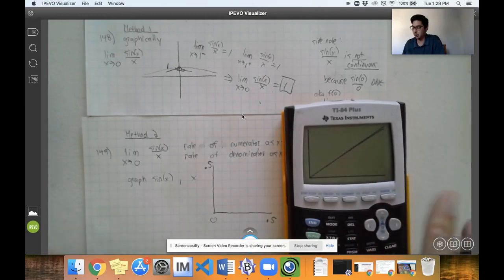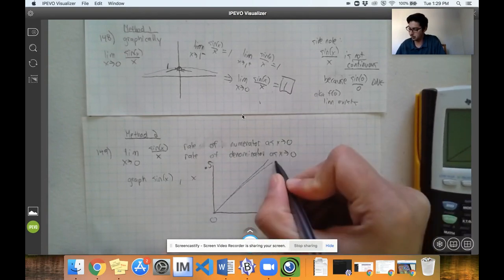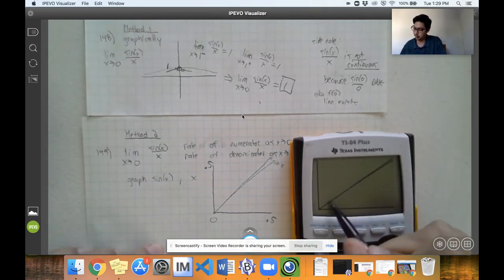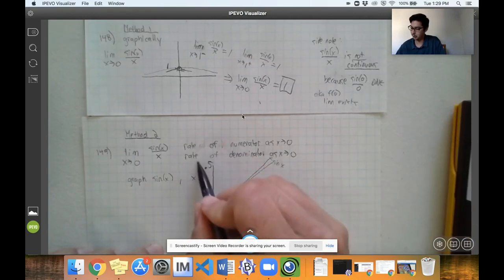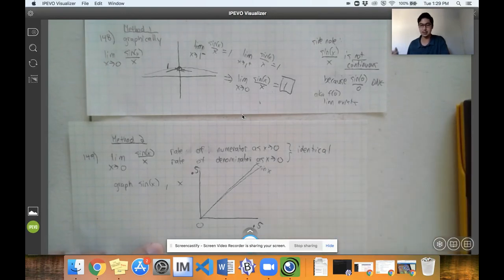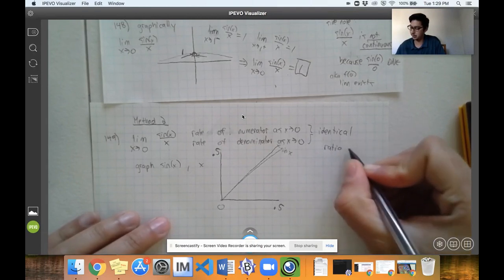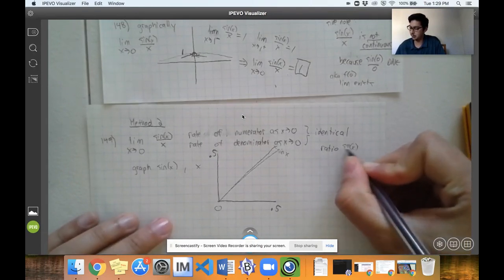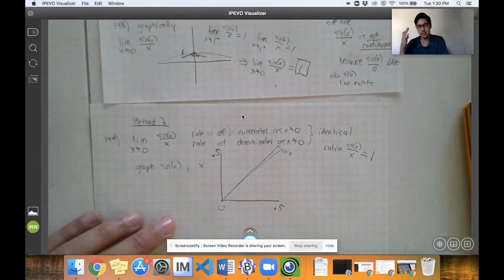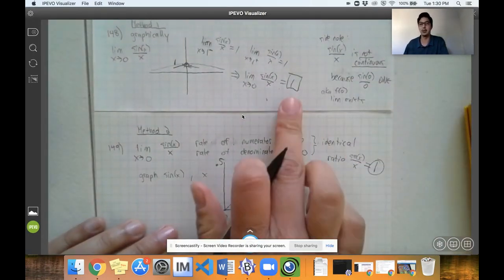And notice that they look almost identical. They look something like this, where there's sine of x and there's x, right? The rate at which they're approaching 0, well, these two are identical. So what that tells us is that if they're identical, then the ratio of the two, the ratio of sine of x over x, will have to equal 1. And notice, and it's just an observation, that this is the same thing we got with method 1, which is 1.